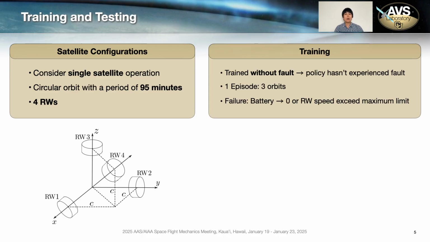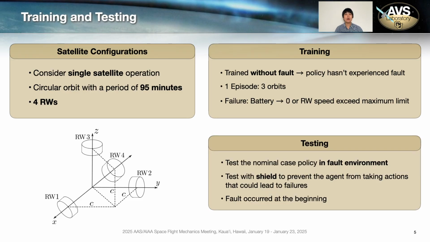For the training, we train the policy without faults, so the policy hasn't experienced a fault during training, and we consider one episode as 3 orbits. That's one terminal state, and there are 2 different terminal states as well. It is considered a failure when the battery goes to 0 or the reaction wheel speed exceeds the maximum limit.